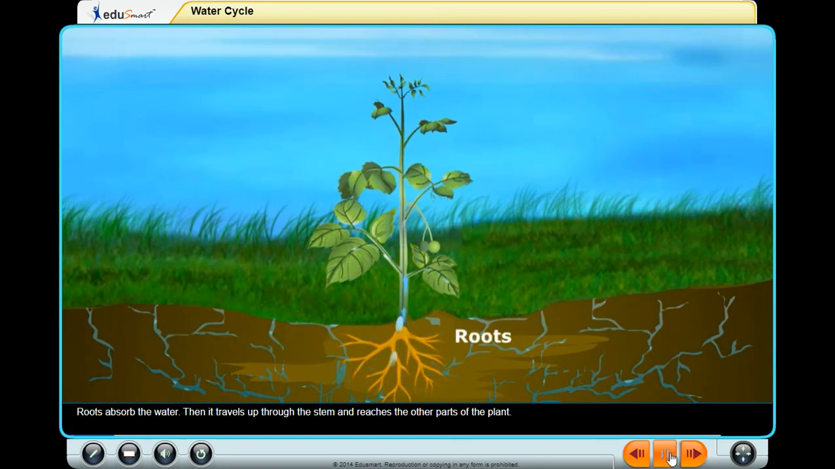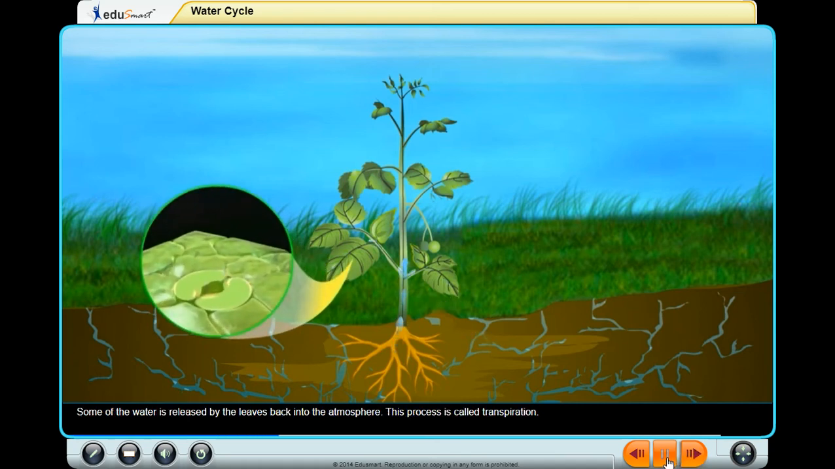Roots absorb the water. Then it travels up through the stem and reaches the other parts of the plant. All right, so you may see water hitting a leaf, like when it's raining, but that's not where the water is entering through. It's entering through the roots and then moving up through the stem to eventually get to the leaves and the other parts. Some of the water is released by the leaves back into the atmosphere. This process is called transpiration.